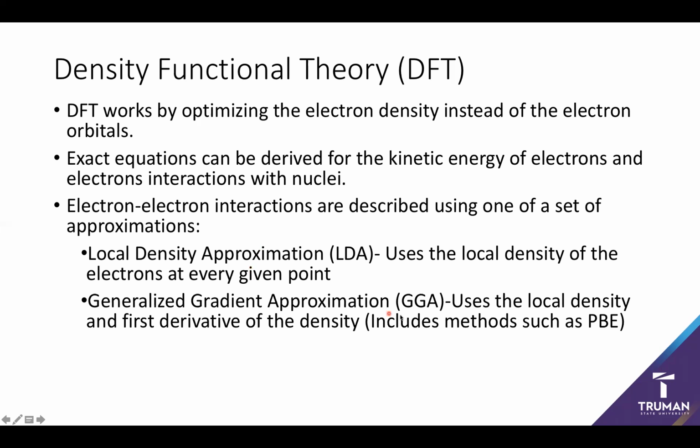Next is the generalized gradient approximation, often called GGA. What this does is it uses that local density from LDA, and then it also adds in a dependence on the first derivative of that density. So when I'm calculating my electron interactions, I need to not only know the density of electrons at every given point, I need to know the change of that density. And using that, I should be able to find out electron-electron interaction energies using GGA methods.